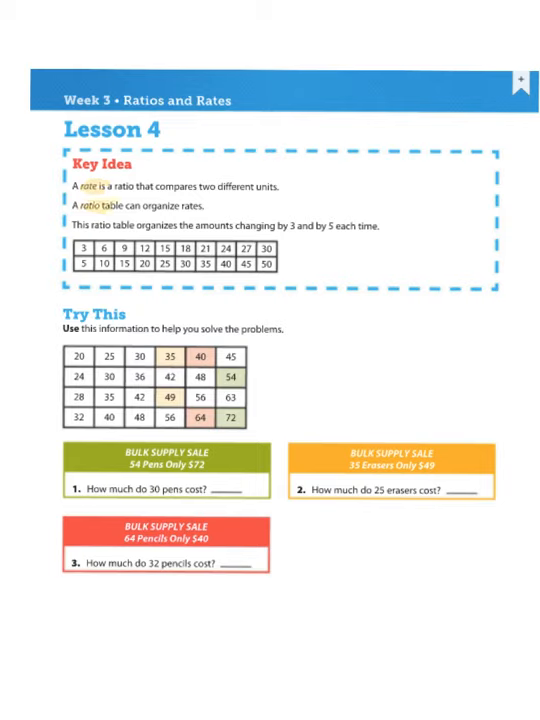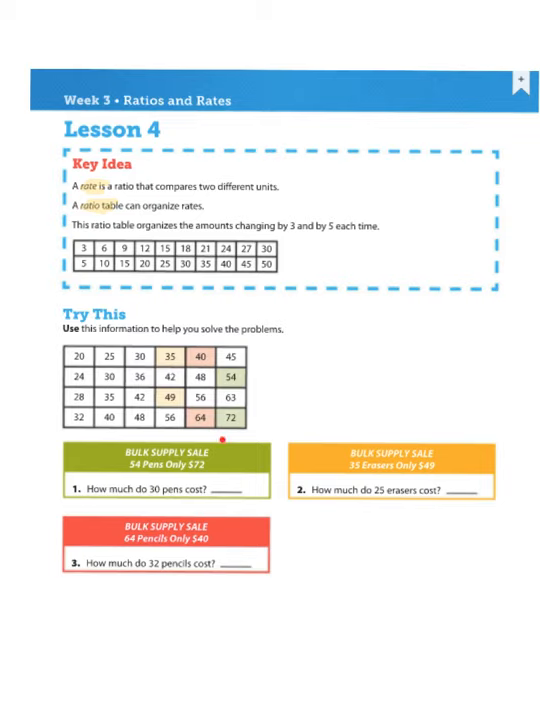So it says this ratio table organizes the amounts changing by 3 and 5 each time. So it goes from 3 to 5, 6 to 10, 9 to 15. So these are your ratios right here. And then you can see patterns going across the top. So 3, 6, 9, 12, that would be changing by 3. 5, 10, 15, 20, that would be changing by 5 each time. So we're going to use the information to help solve these problems.